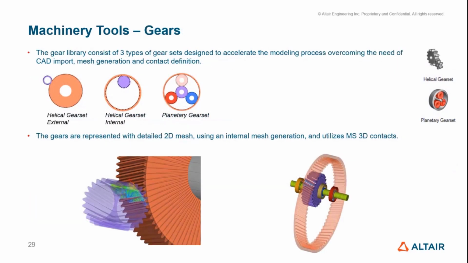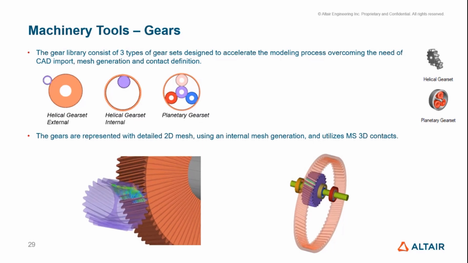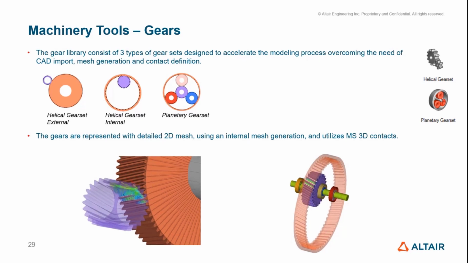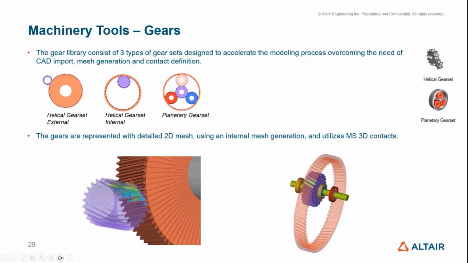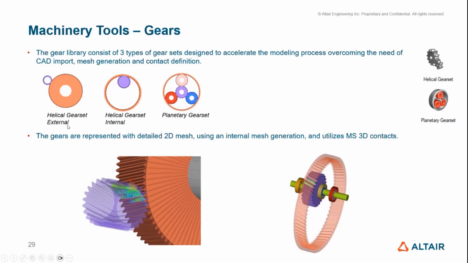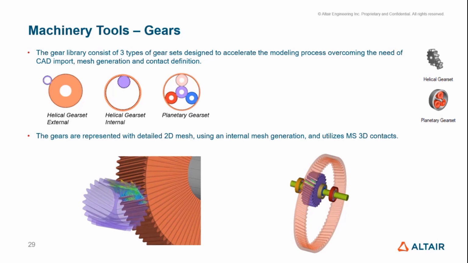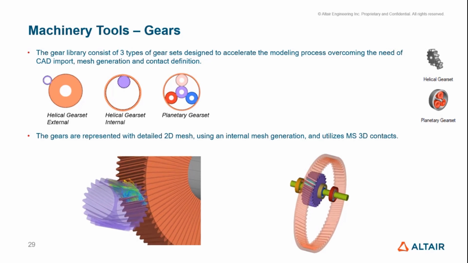Now, the other set of libraries we have is the gear library. So we have basically three sets of models. In the machinery tools extension, you see basically two. That's because the helical gear set can be internal and external. And to do that, you can just define a negative ratio. By doing that, it becomes an internal gear set. And then we have this helical gear set and the planetary gear set.